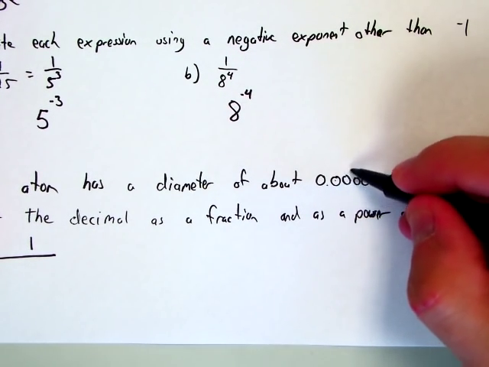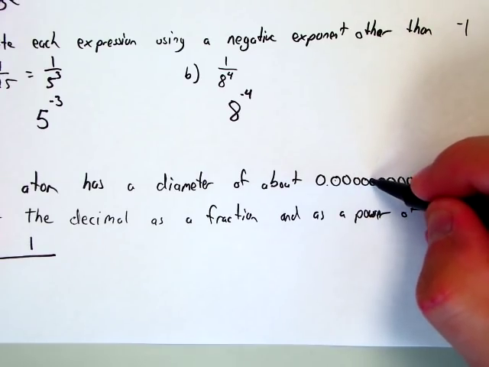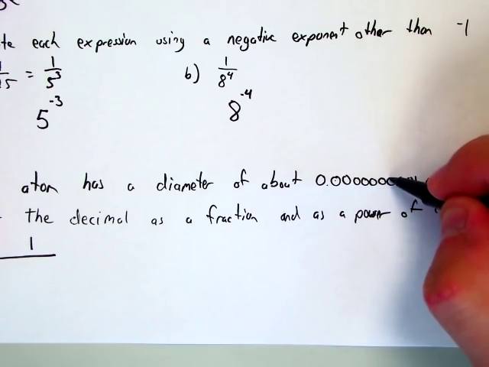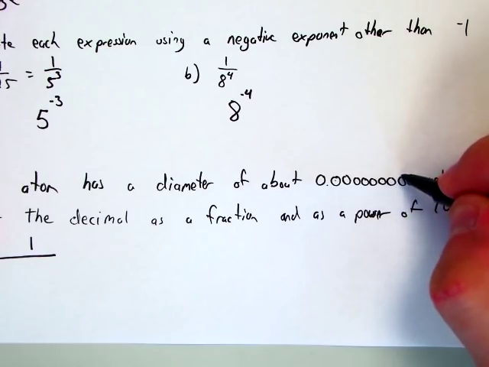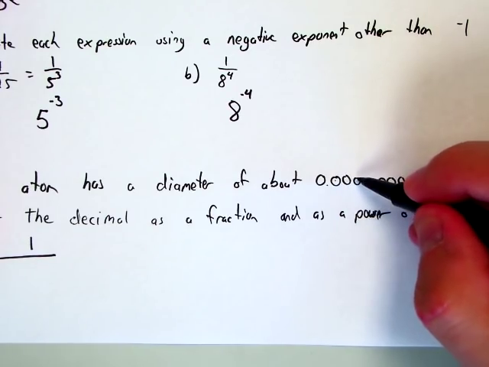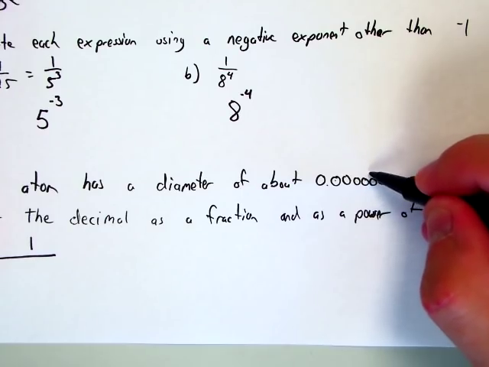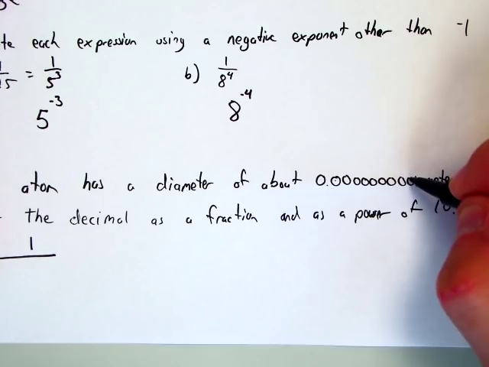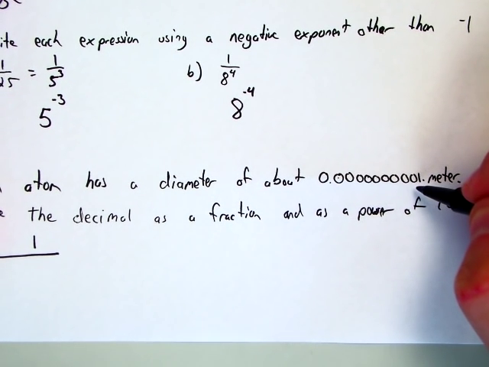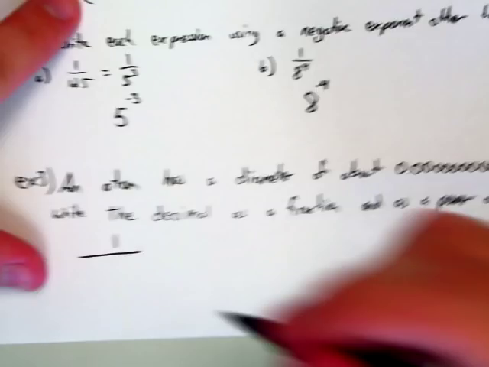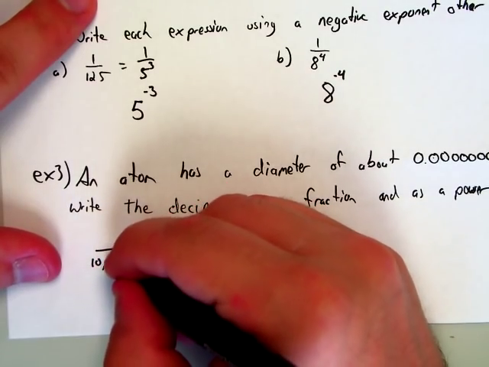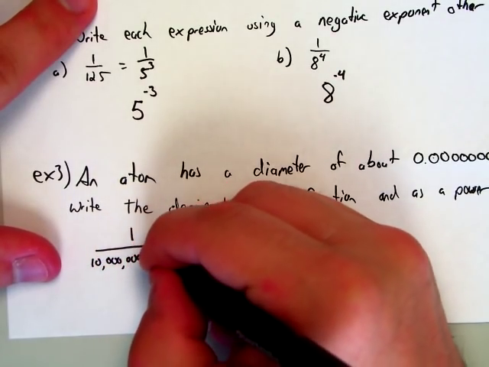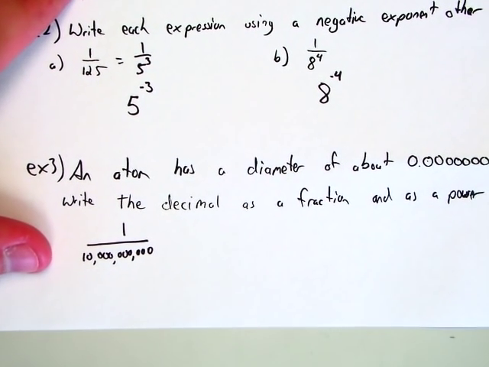So this is tenths, hundredths, thousandths, 10,000ths, 100,000ths, millionths, 10 millionths, 100 millionths, billionths, 10 billionths. So our denominator needs to be 10 billion. So 1, 2, 3, 4, 5, 6, 7, 8, 9. All right.